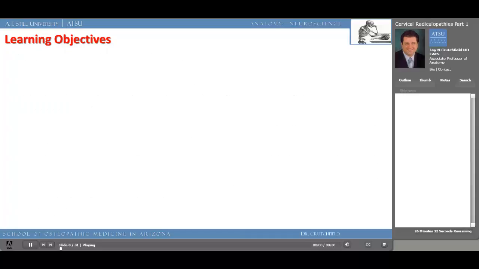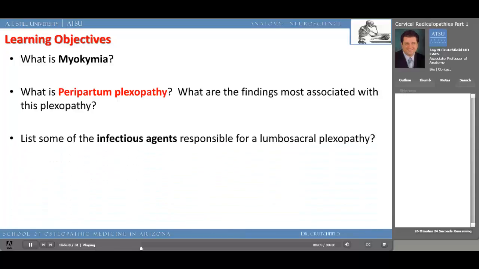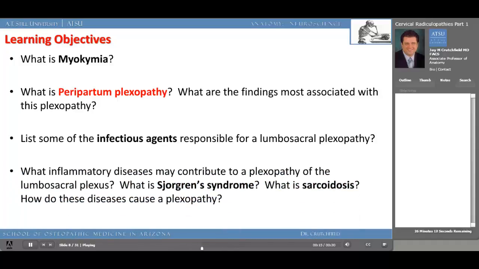What is myokymia? What is a peripartum plexopathy and what are the findings most associated with this plexopathy? And list some of the infectious agents responsible for a lumbosacral plexopathy. What inflammatory diseases can contribute to a plexopathy of the lumbosacral plexus? What is Sjögren's syndrome? What is sarcoidosis? And how do these diseases cause a plexopathy?